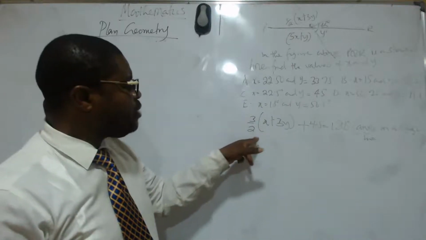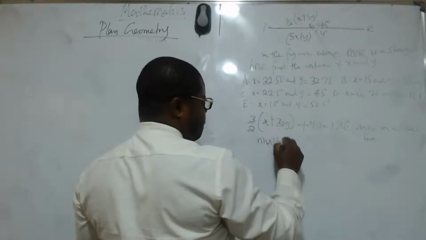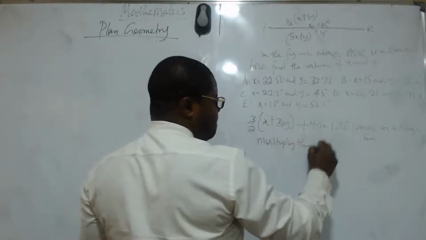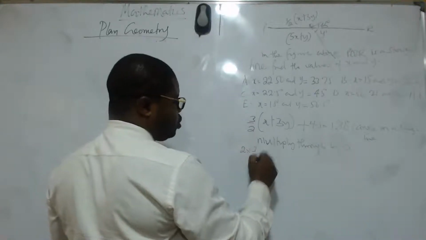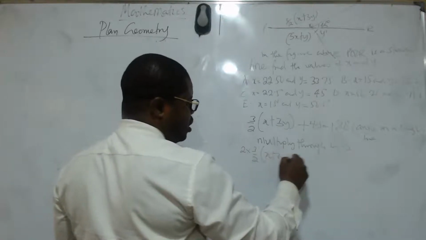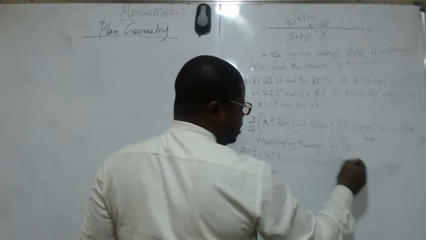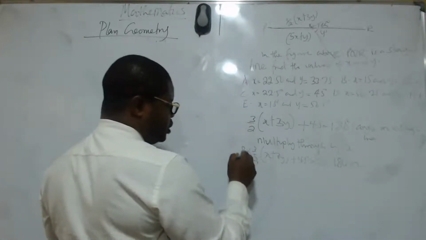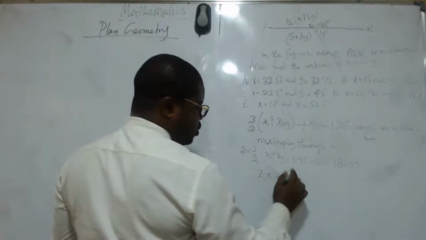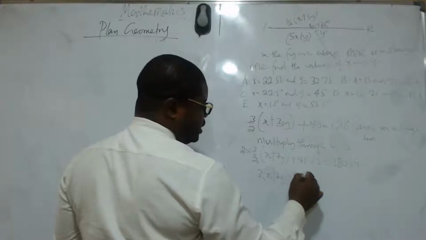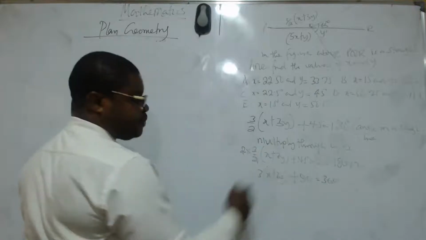Now, here I'm having a fraction. How do I eliminate this? I will just multiply by 2. So I have 2 times 3 over 2 bracket x plus 3y plus 45 times 2 equals 180 times 2. So this goes to this. So you have 3 bracket x plus 3y plus 90, 45 times 2, equals 360.